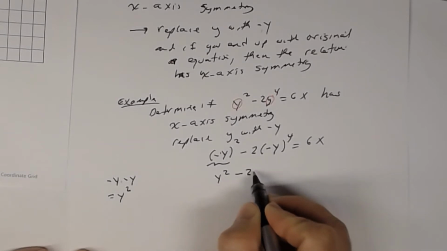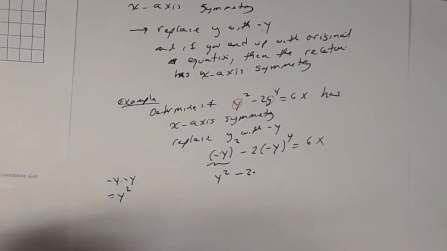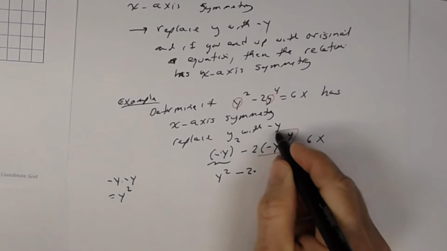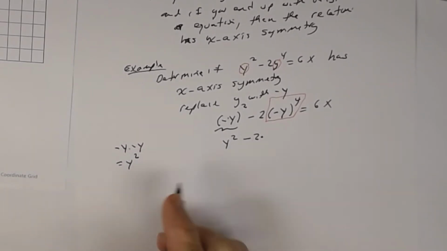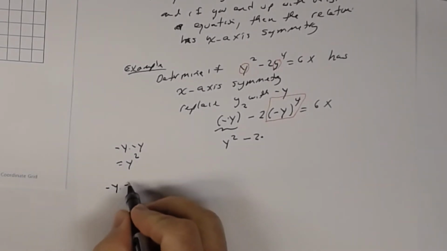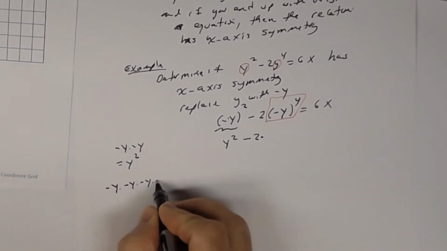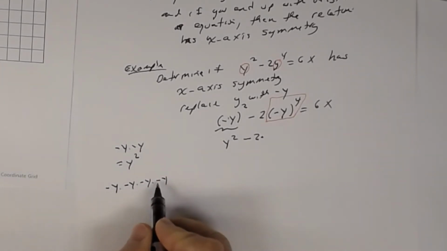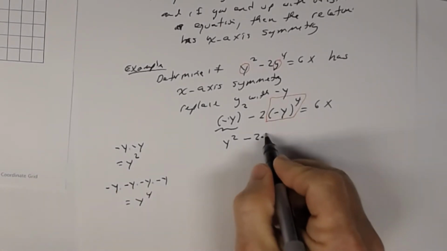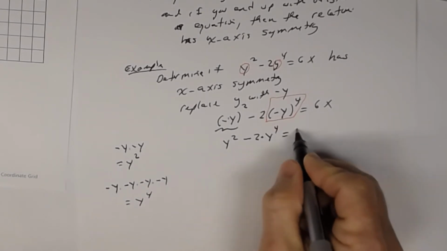Minus 2 times, okay, let's talk about this one now. I'm going to box this off. Negative y to the fourth means negative y times negative y times negative y times negative y. A negative times a negative times a negative times a negative is a positive. Y times y times y times y is y to the fourth. So that I have boxed is just y to the fourth equals 6x.